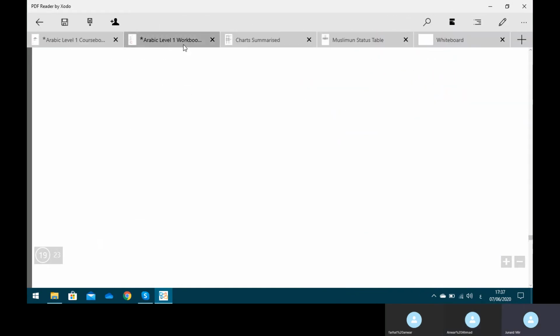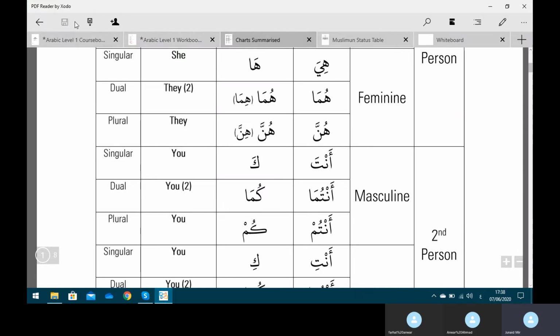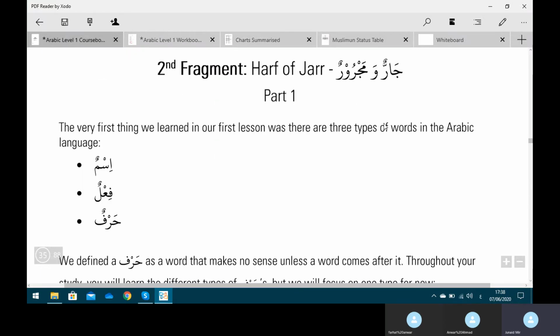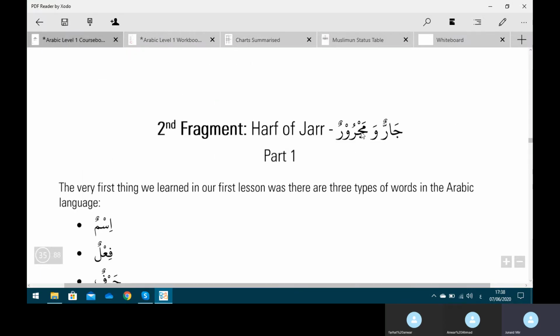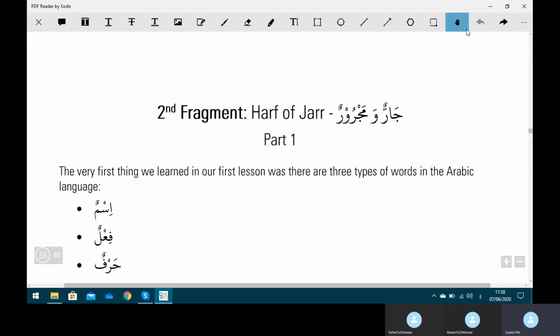So we'll crack on and we'll move on to fragment number 2. So this was fragment number 1. What's fragment number 1? Fragment number 1 is Ismul Ishara and Badal. Fragment number 2 is Jar wa Majroor. That's fragment number 2. What is that? We're going to come through that in a bit.